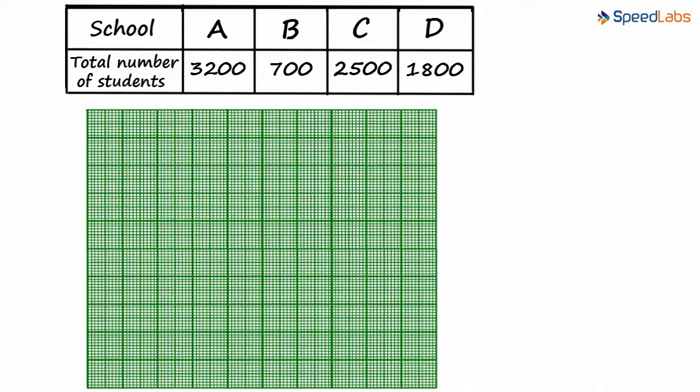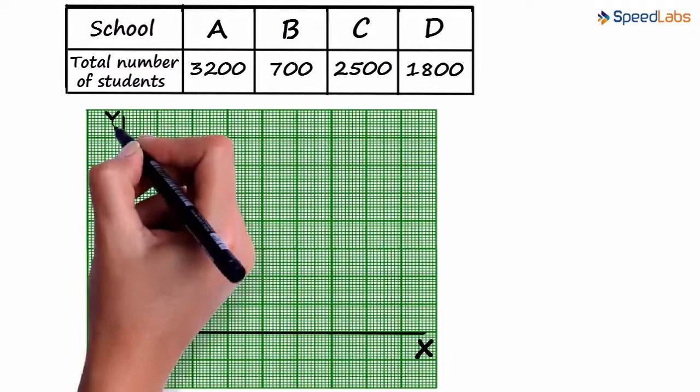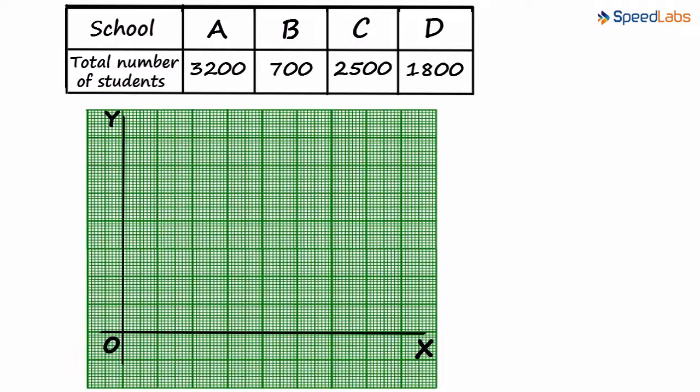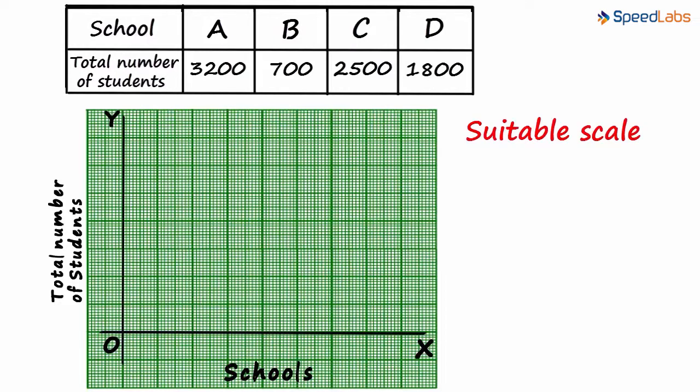on a graph paper. The first step is to draw the x and the y axis. We name it OX and OY. As we want the quantitative data on the y-axis, we label the y-axis as total number of students and the x-axis as schools. Now we come to the most important step of choosing an appropriate or suitable scale.